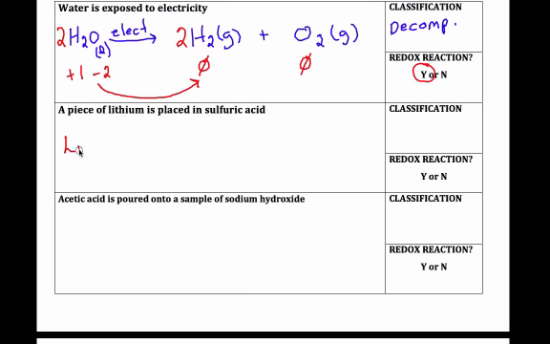All right, my next one, lithium, solid. It says piece of, that should be a hint, plus metals are solids except for mercury. And sulfuric acid.